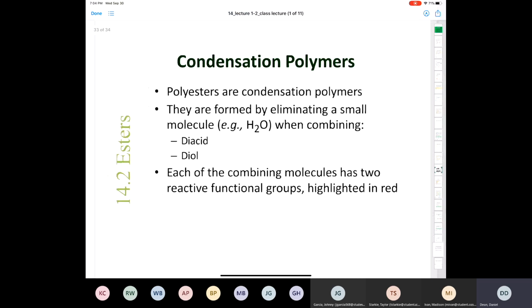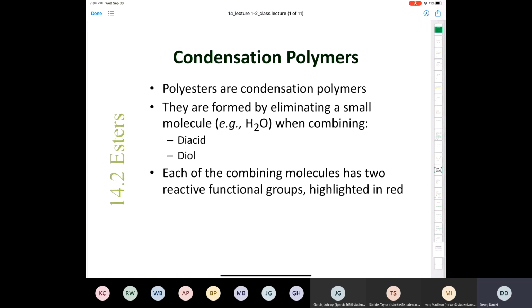And let's talk about polymers just for a quick second here. The reason why polymers come up in the esters chapter is because there are polymers that contain esters. They're called polyesters, and I'm sure you've all heard of polyesters before. Polyesters are condensation polymers. If you're wondering what a condensation polymer is, well, what is condensation when you're in grade school? It's loss of water. When we do a bunch of reactions with esters and alcohols where we lose water, we can form polymers. It says here they're formed by eliminating a small molecule like water when combining a diacid and a diol.